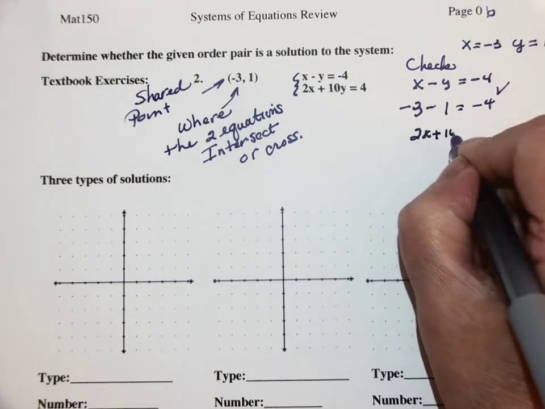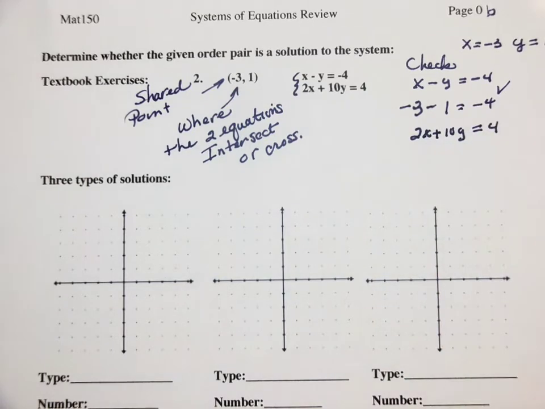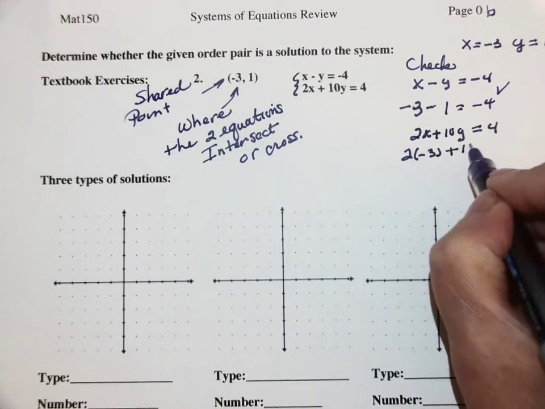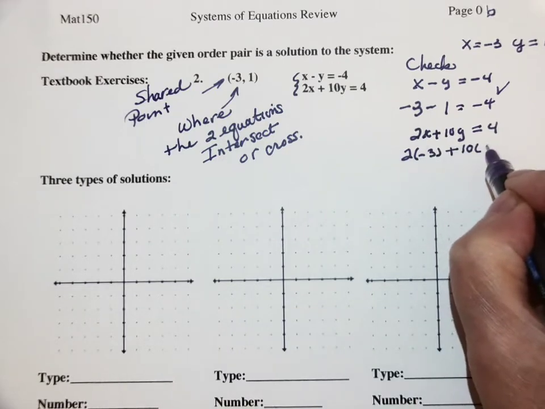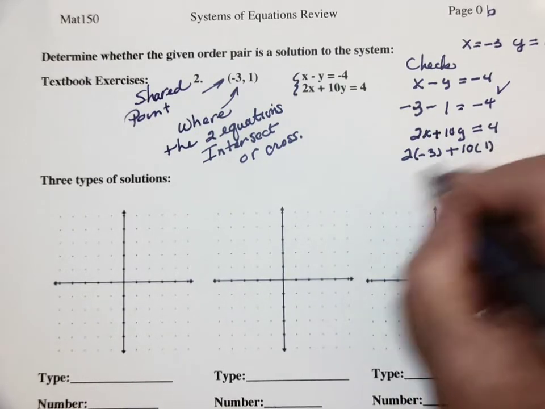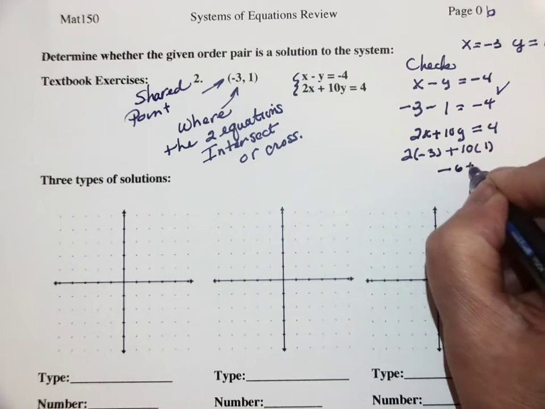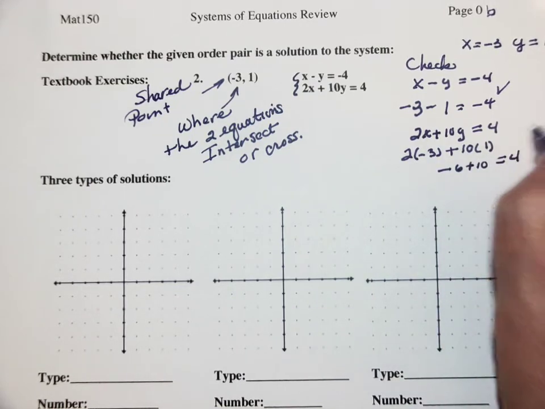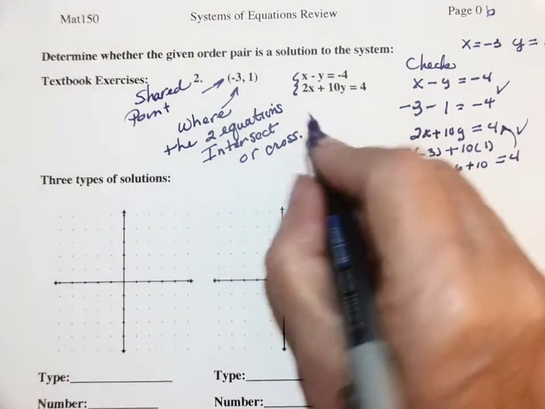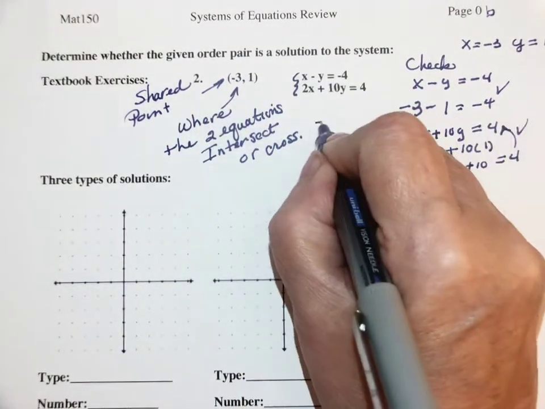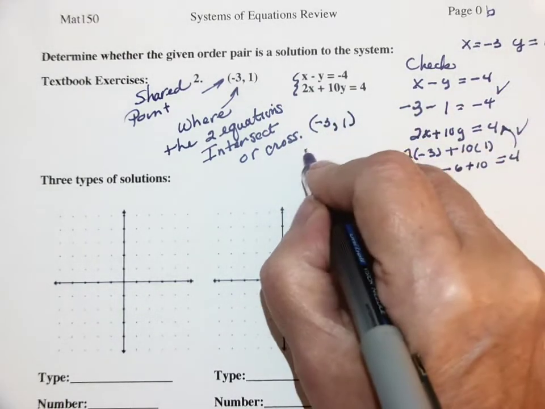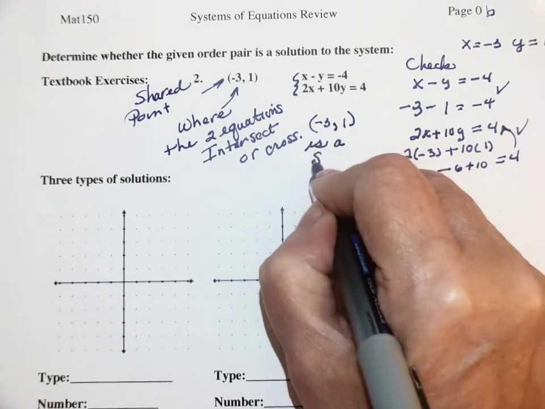2x plus 10y equals 4. Is it true that 2 times -3 plus 10 times 1, is that equal to 4? So that's the question. Well, -6 plus 10 certainly equals 4, so it checks. So the answer is -3, 1 is a solution.